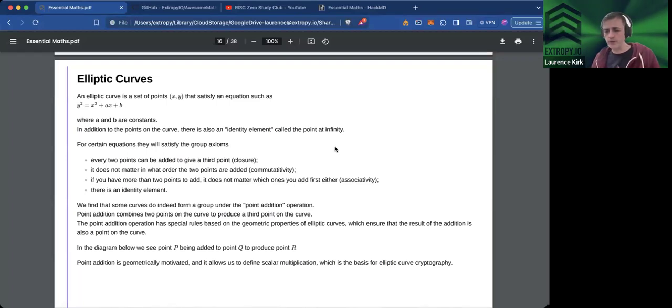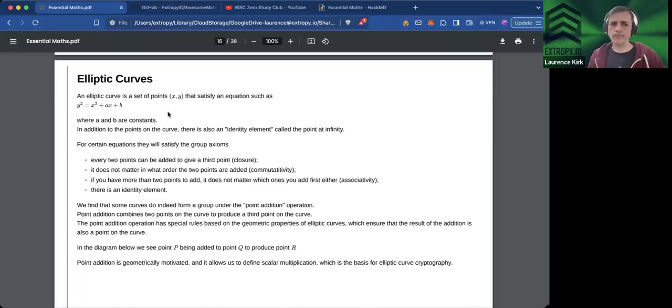I'll move now on to some objects that are widely used, well, in ZK, but also in blockchain and in cryptography. And these are elliptic curves. So these are curves that are represented by particular equations. They're usually of this type of form, something like y squared equals x cubed plus ax plus b, where a and b are some constants.